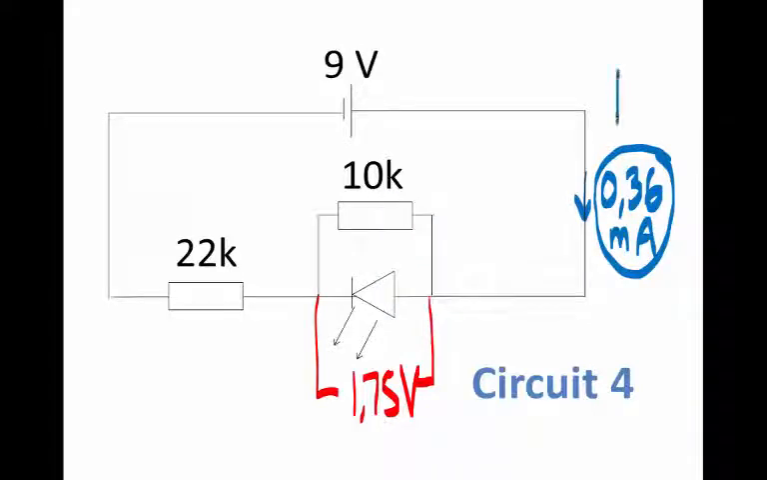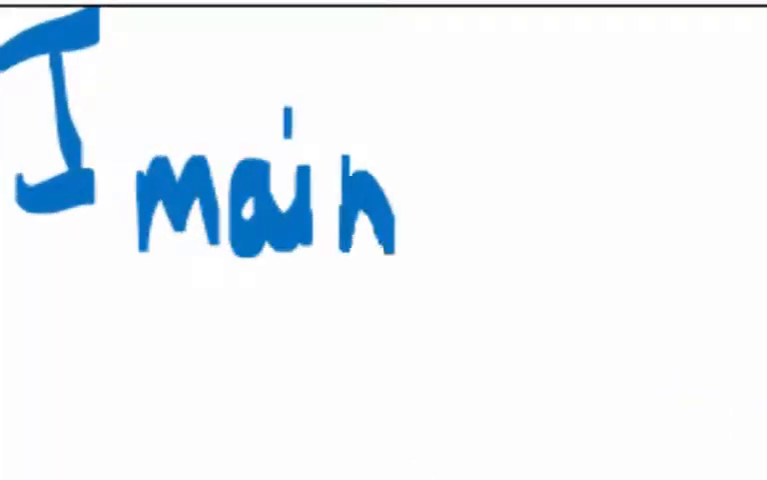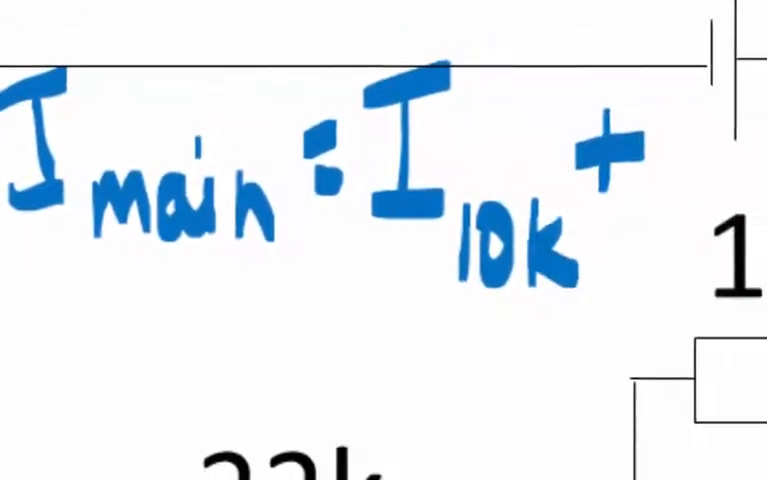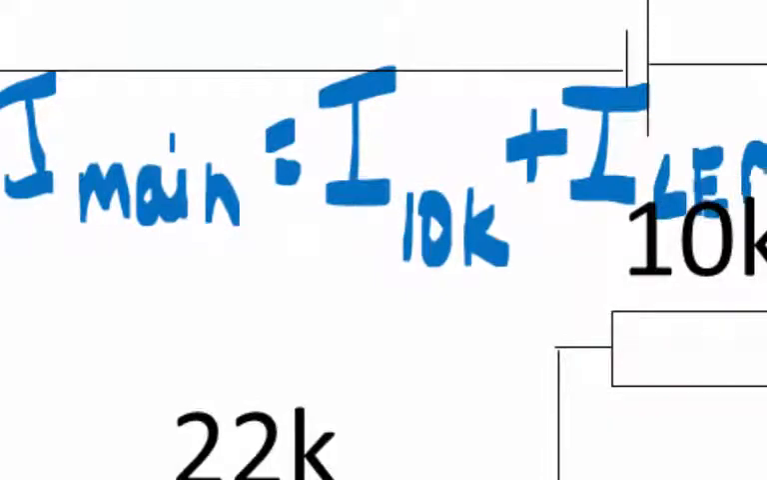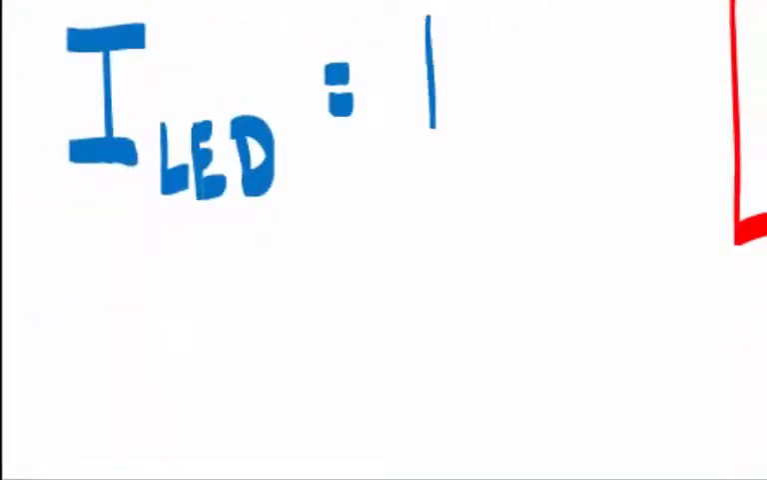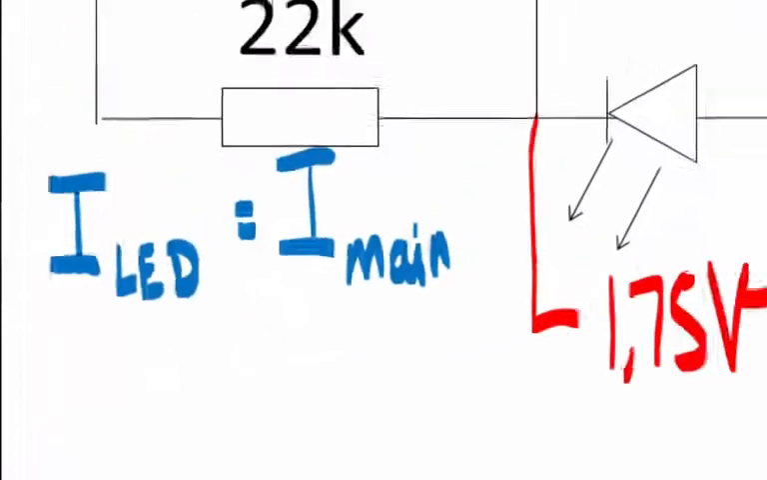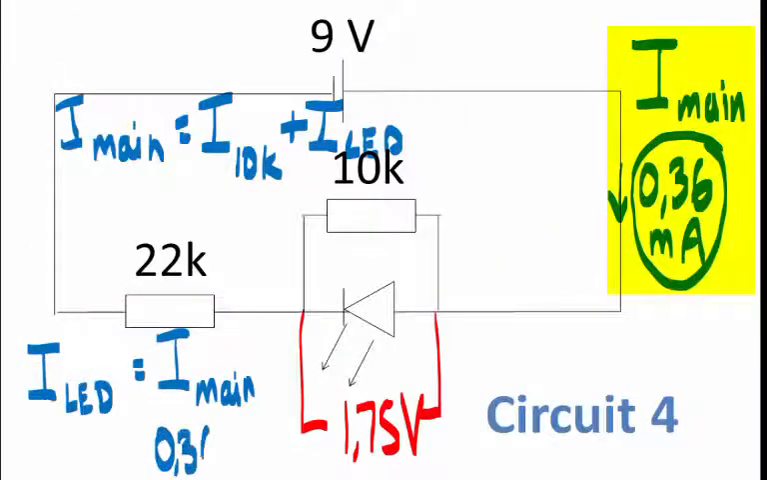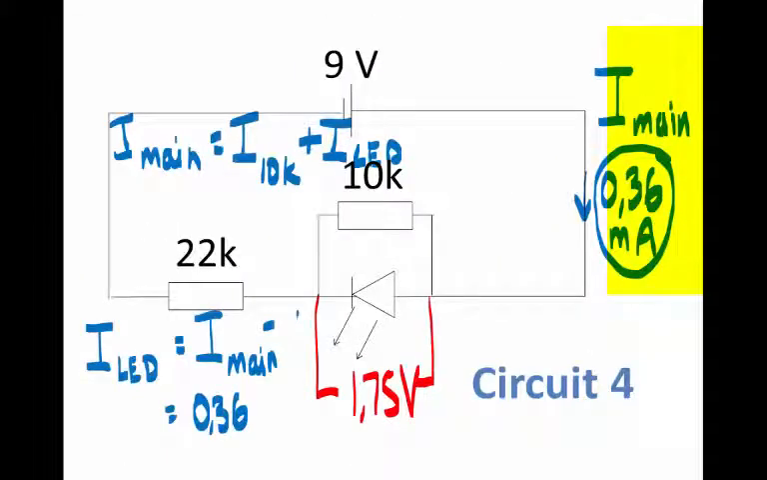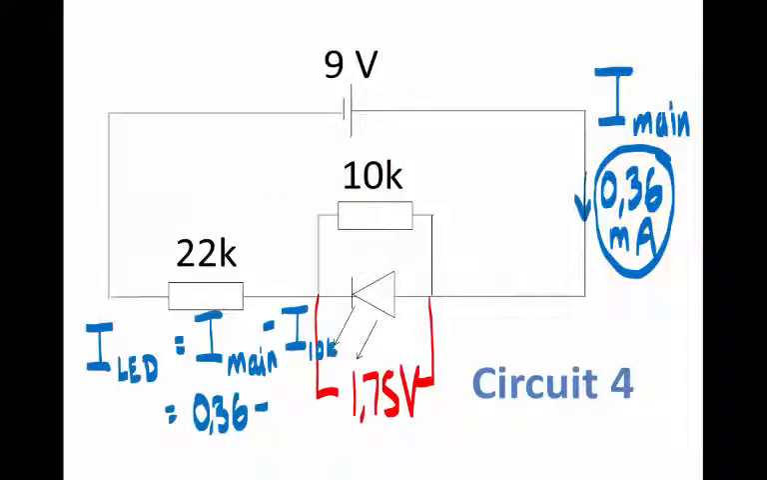In other words, this here is I main, 0,36 milliamperes, and I main is equal to the current strength that goes through the 10K resistor plus the current strength that goes through the LED. So if we want to know only the current strength that goes through the LED, we just rearrange, do some algebra, and it tells us that we must take I main, which we know is 0,36 milliamperes, and we must subtract away I through the 10K. So how do we get the current strength through the 10K?